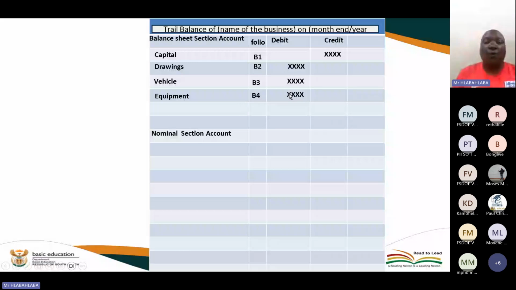But for you, grade 8, grade 9, they will always be on the debit side. Drawings will always be on the debit side. Capital will always be on the credit side. Vehicle, debit side. Equipment, debit side. And this one, the bank.